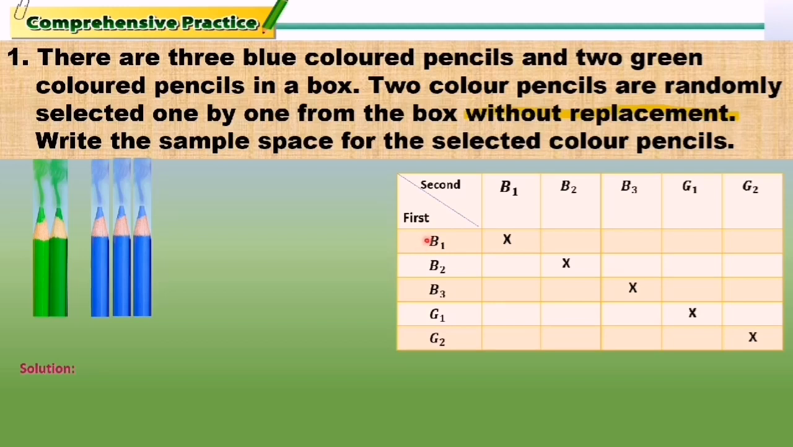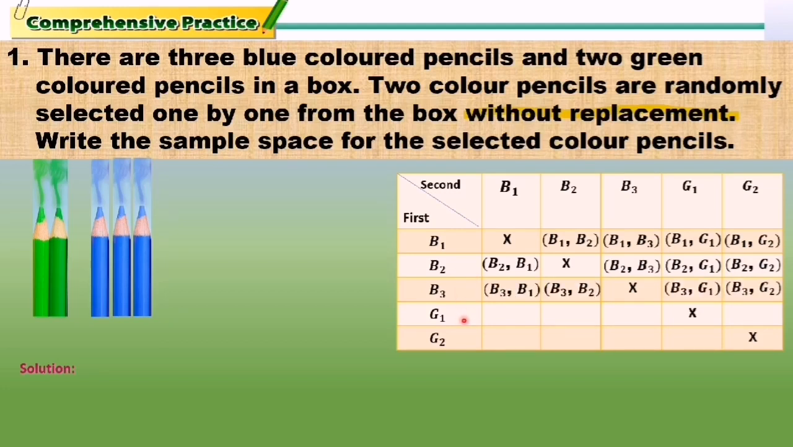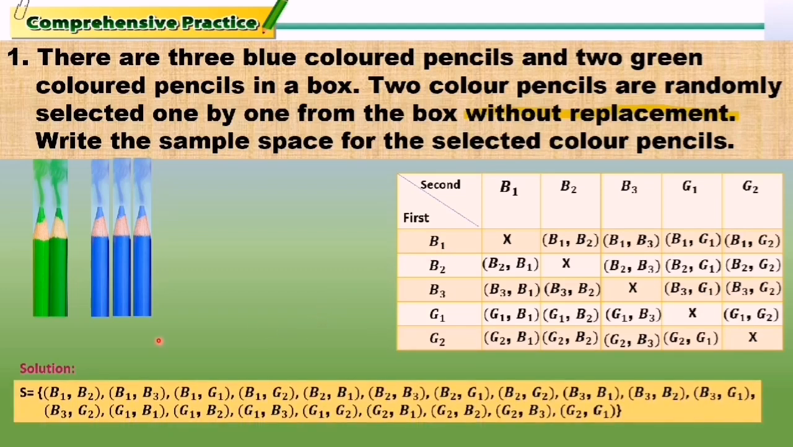Okay. So I start with the first row. The possible outcome is B1. So all these are possible outcomes. Second row, third row, fourth, and fifth. After completed this table, we list out the sample space like this. So S equals B1, B2, B1, B3, B1, G1, and so on. So altogether, we have 20 possible outcomes.